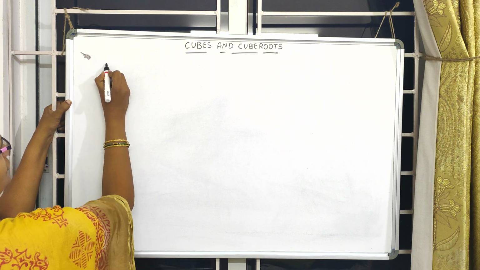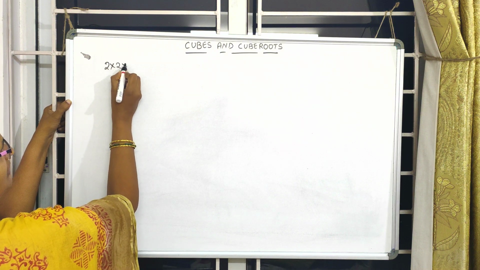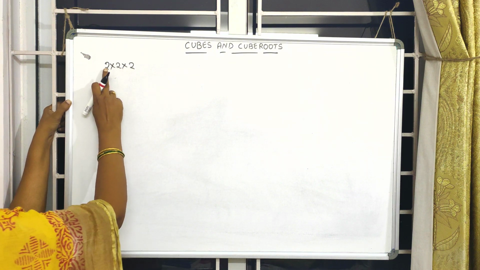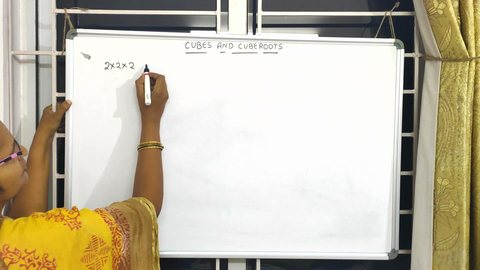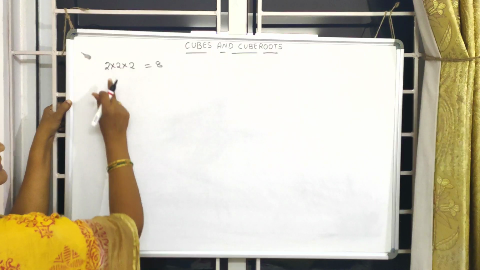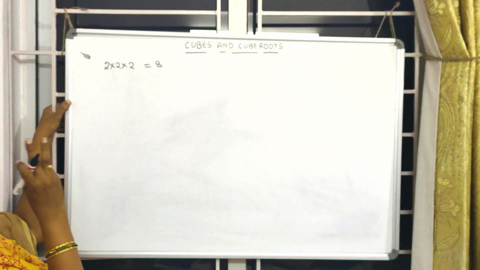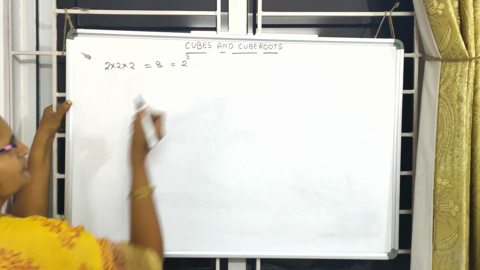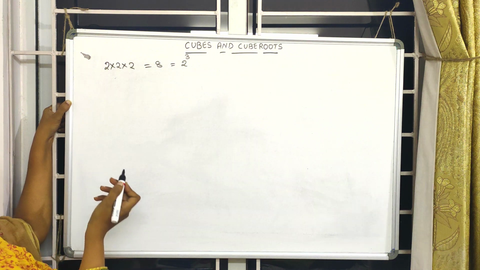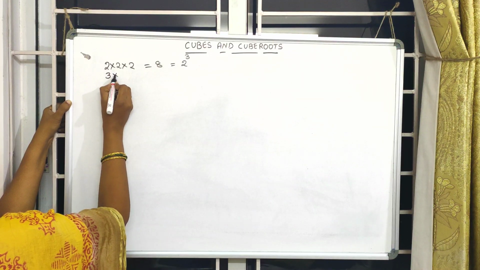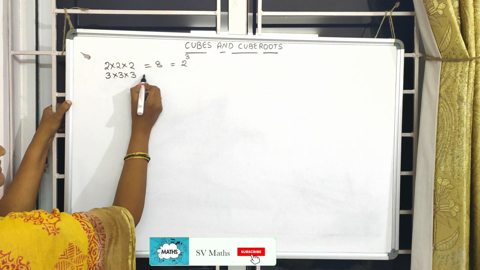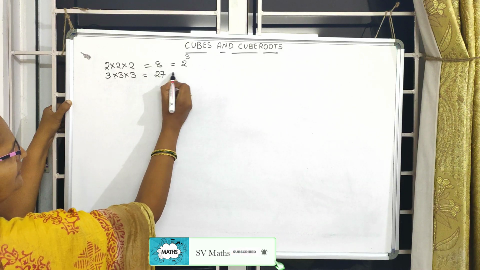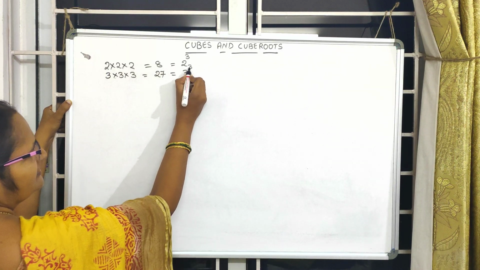Suppose I am taking 2 times 2 times 2. 2 times 2 is 4, 4 times 2 is 8. How many times is 2 multiplied? 3 times it is multiplied. In the exponential form, I can write this as 2 to the power 3, 2 raised to 3. In the same manner, 3 times 3 times 3, the value is 27, can be written as 3 raised to 3.